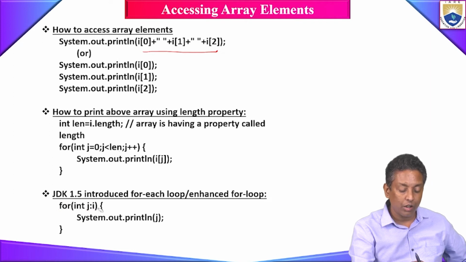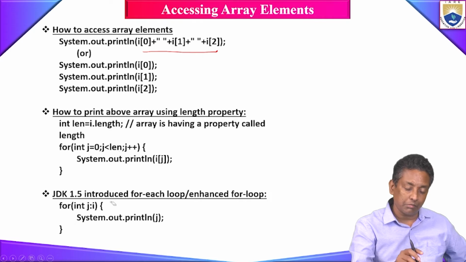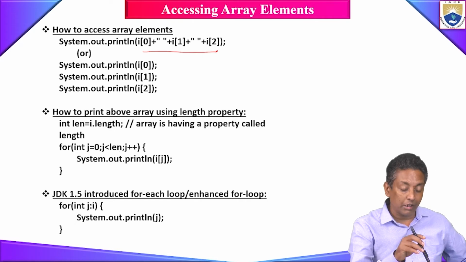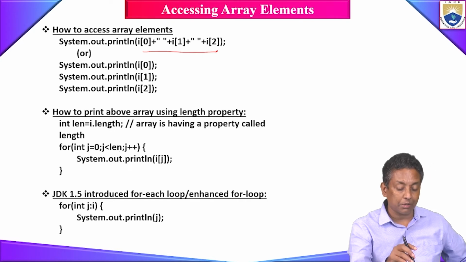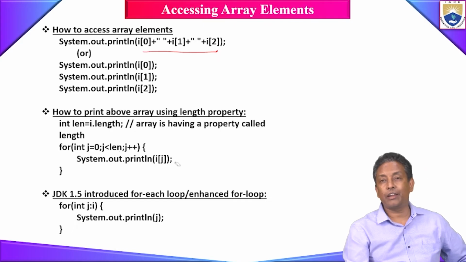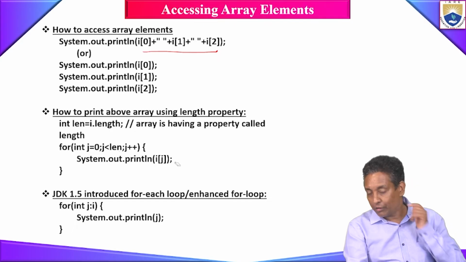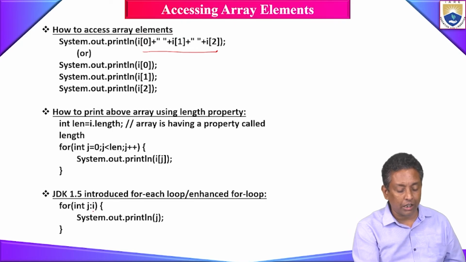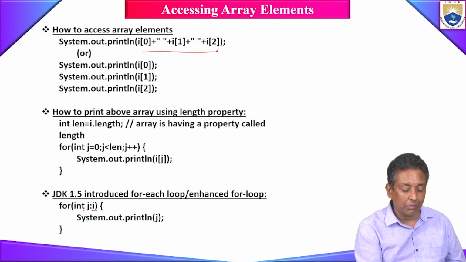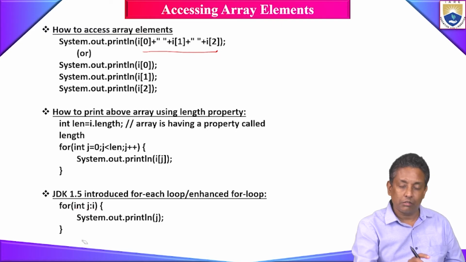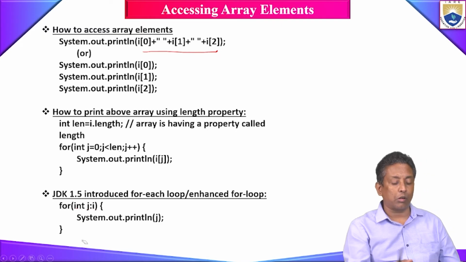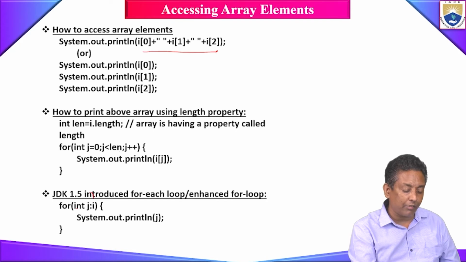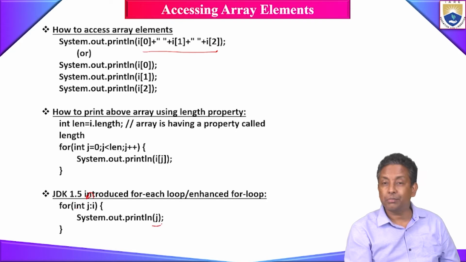So here we need not find out the length, we need not start the array index from 0, we need not iterate the array index up to length minus 1, we need not say j plus plus, and we need not access the array variable with index number I of j. Simply you write the array variable at the right hand side and a single variable at the left hand side, int j colon I. So automatically the length will be determined, the loop will be automatically iterated, and each value from I will be populated into j. You just simply print j.